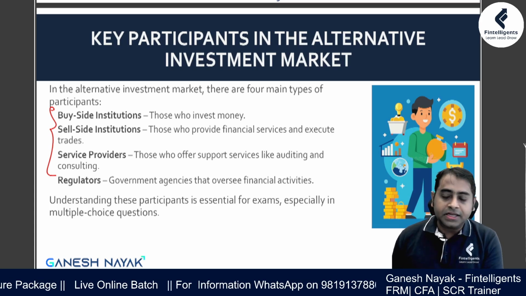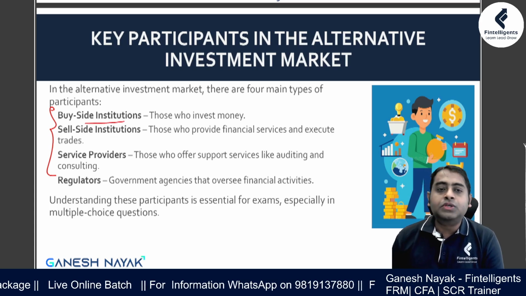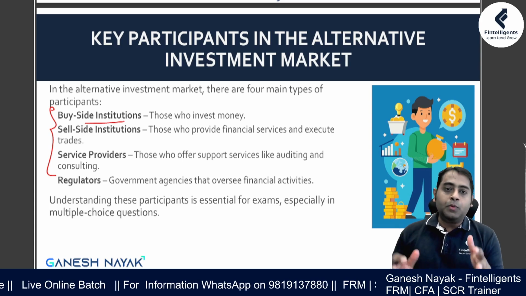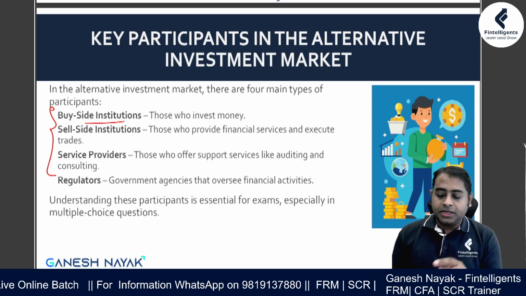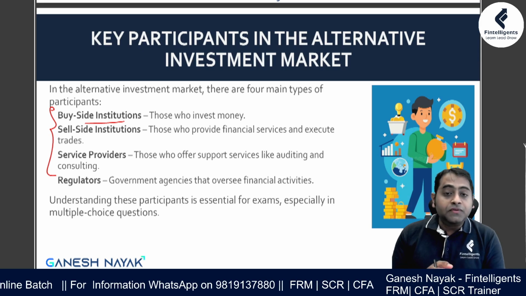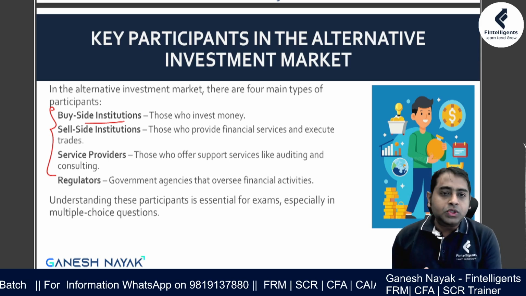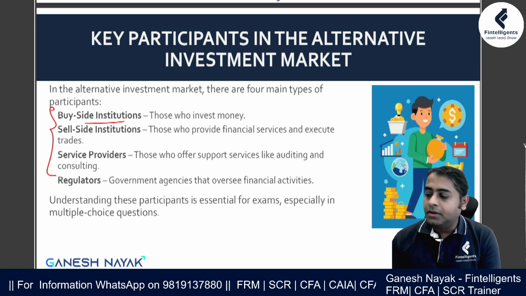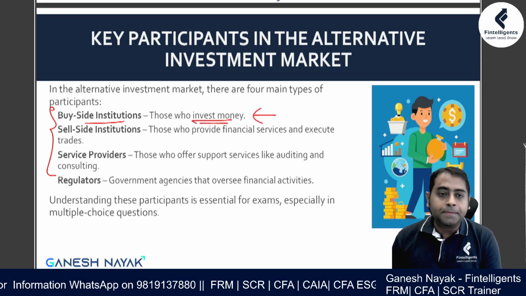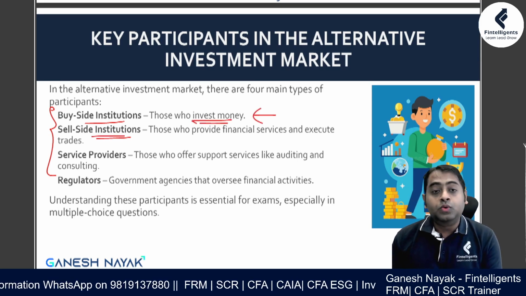But look at the first category. Who are the buy side institutions? People who have a huge amount of money available and who want to invest into the market: insurance companies, pension funds, hedge funds who want to take positions in the market, who want to invest their money. Sell side is the other side.